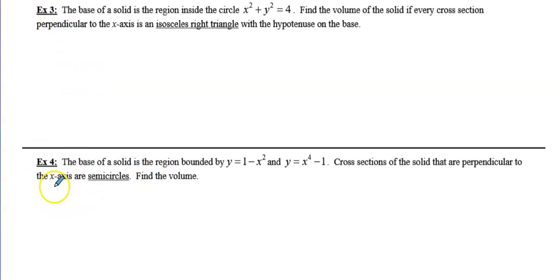I'm going to start with example number 4, because this one's actually more of a BC thing with the isosceles right triangle, and I'll clarify that when we get to it. So let's go ahead and continue on with example number 4, where it says the base of a solid is the region bounded by y equals 1 minus x squared and y equals x squared minus 1. The cross sections of the solid are perpendicular to the x-axis, and again, they're always going to be perpendicular. They're semicircles, so find the volume.